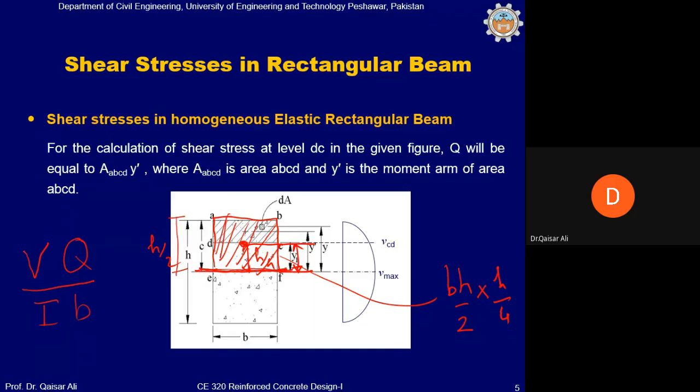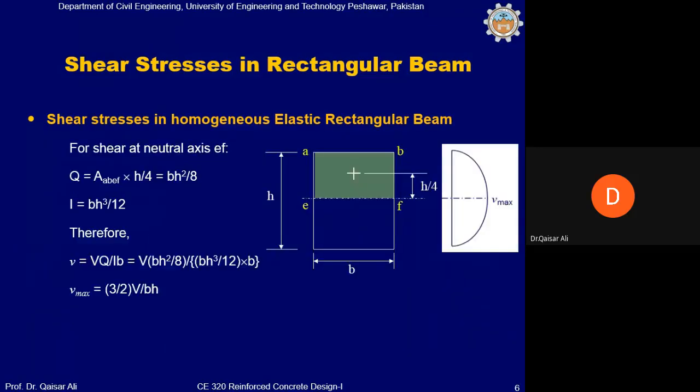Now you can simplify this. If Q is equal to bh square by 8 and I is bh cube by 12, then shear stress at the neutral axis, this location, is VQ divided by IB, where I is bh cube by 12 and B is B. So finally you will get a value of maximum shear stress of 3 by 2 V by BH. 3 by 2 is 1.5.